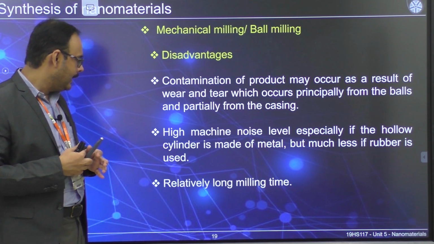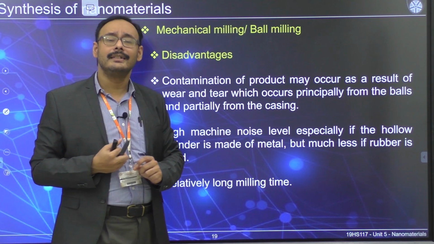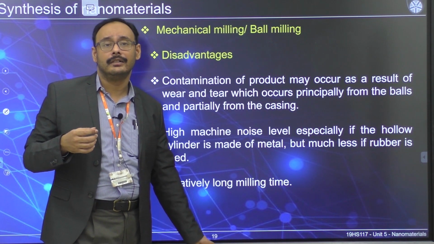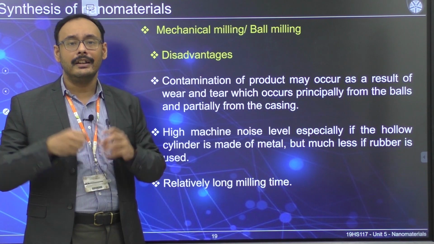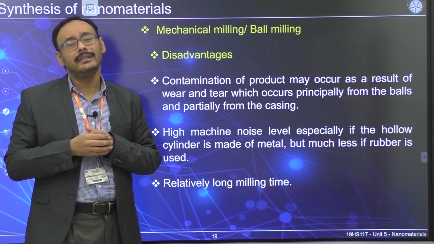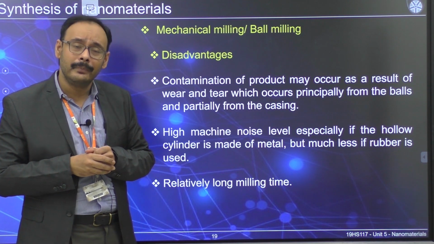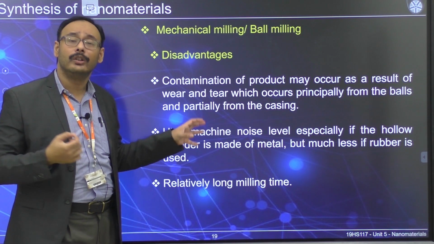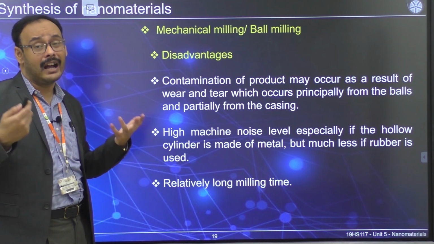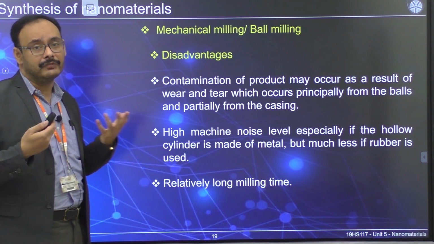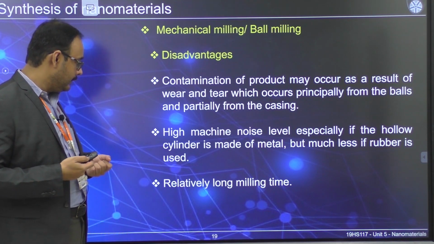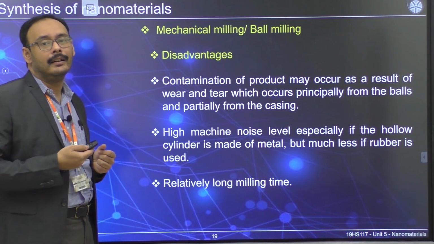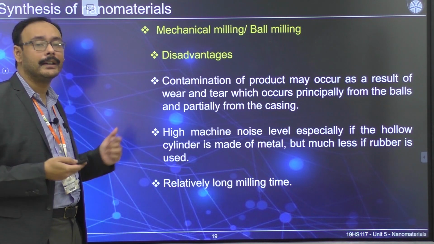Okay, relatively long milling time. Obviously, when you start using this kind of thing, initially you may not know about this process. So that's why you have to keep optimizing this, and you will realize that in order to get to a material at the nanoscale, you really need a long milling time. In some cases it could be hours, 6 to 7 hours, depending on the materials that you are using, the size of the balls, and the other parameters that you have chosen for that particular set of experiments.